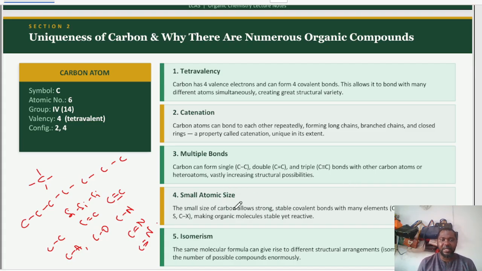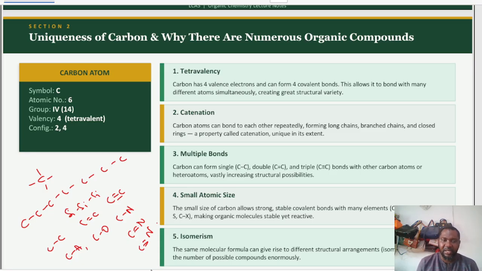Another is the small size. The small atomic size of carbon makes it form very strong covalent bonds. Or you can put it this way, that the covalent bond formed by carbon is very, very strong. So that's another reason.